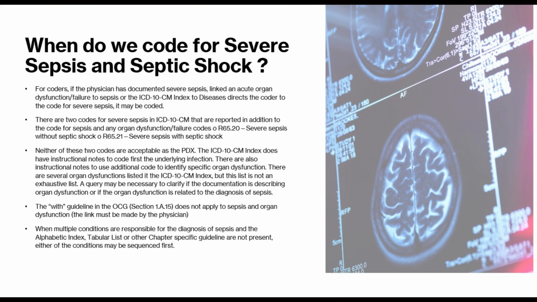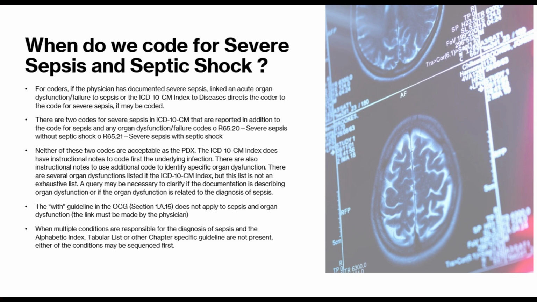R65.20, severe sepsis without septic shock, and R65.21, severe sepsis with septic shock. Neither of these two codes are acceptable as the principal diagnosis. The ICD-10-CM index does have instructional notes to code first the underlying infection. There are also instructional notes to use additional code to identify specific organ dysfunction. There are several organ dysfunctions listed in the ICD-10-CM index, but this list is not exhaustive.